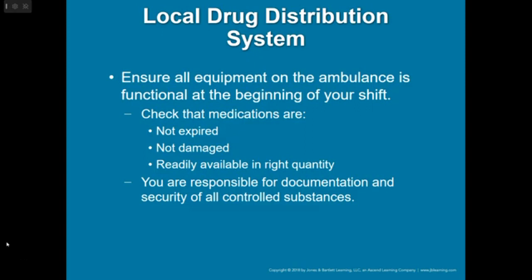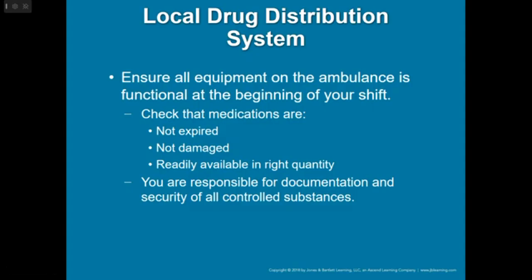Ensure all your equipment's on the ambulance and is functional at the beginning of your shift. Check that your medications are not expired, not damaged, readily available in the right quantity. You have enough of each medication, each vial, to give recommended dosage for all that. Ultimately, you are responsible for documentation and security of all controlled substances. Those controlled substances have a lot more paperwork behind them, as we covered in 13. You have to have 2 sets of locks, all that good stuff. But remember, this all comes back to you and your partner. So make sure you're checking everything out at the beginning of your shift.